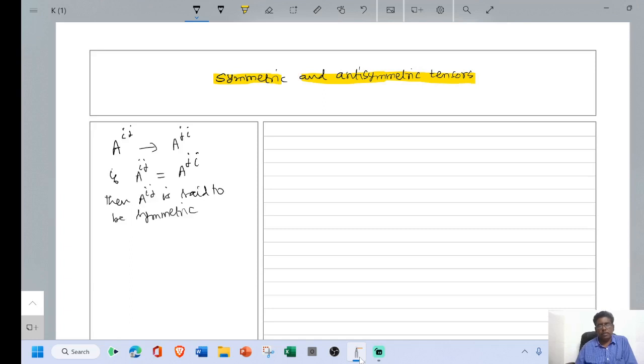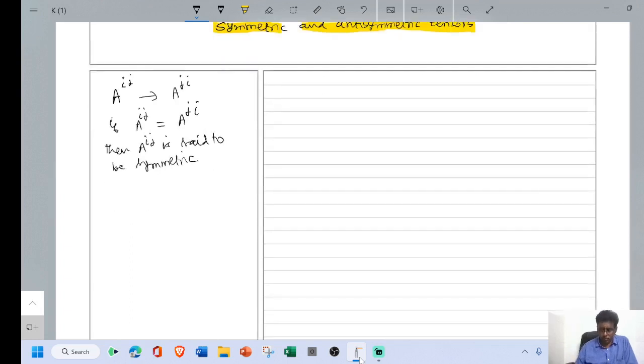The same logic is true for the covariant tensor Aij. This is a covariant tensor because the indices are present in the subscript. If Aij equals Aji, then Aij is said to be symmetric.